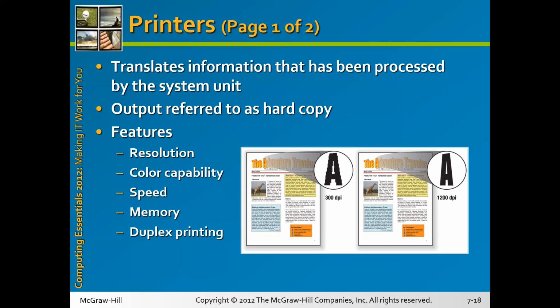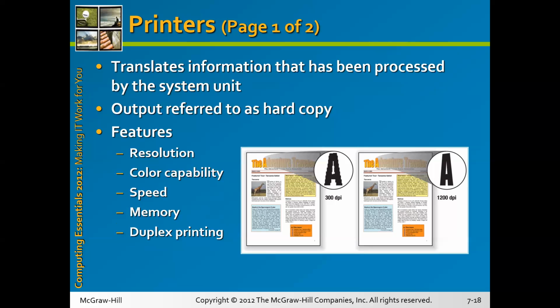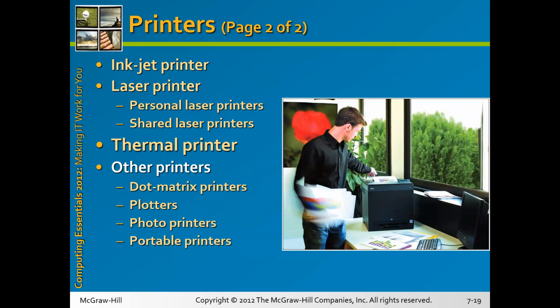Other features include color capability. Printers that are more expensive to print in color usually have the option to print in either color or black and white. Speed, measured in terms of number of pages printed per minute. For example, 15 to 19 pages per minute is the average for a single color page, and 13 to 15 per minute for a colored page. Memory, used to store printing instructions and documents waiting to be printed. Duplex printing, that means printing on both sides of the page.